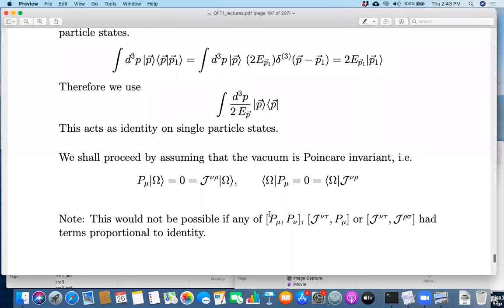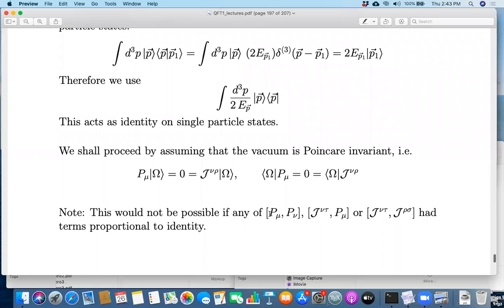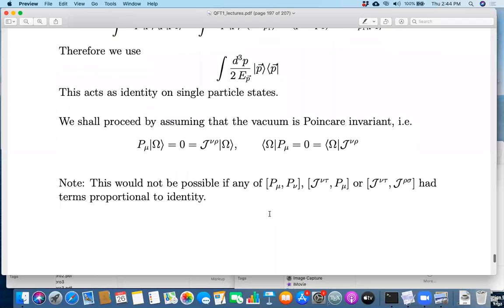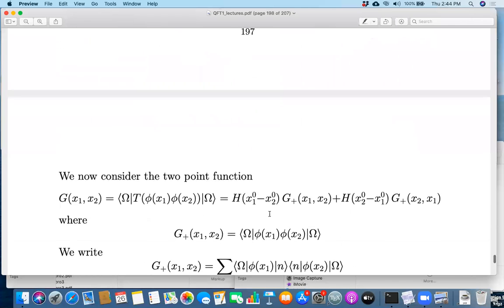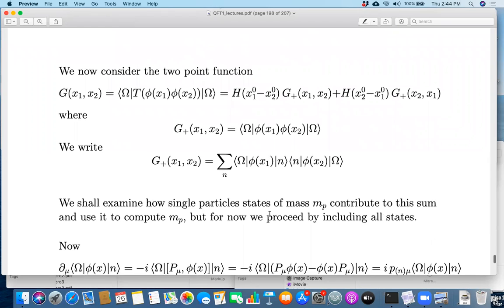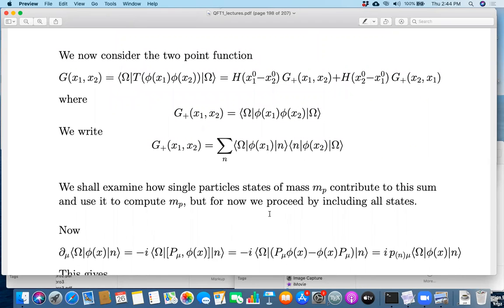Are there questions? Okay. So now we have got all the machinery, and we'll now start analyzing the two-point function. We'll not be able to finish the analysis today, but we'll hopefully do it tomorrow.